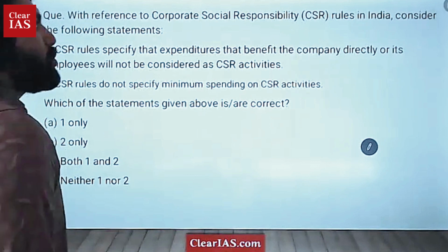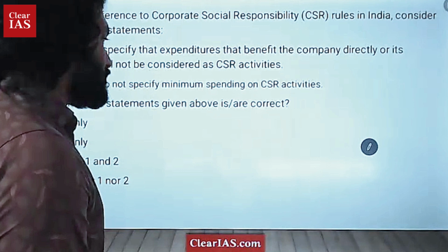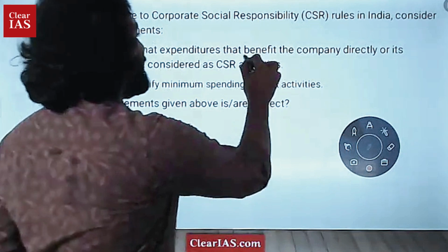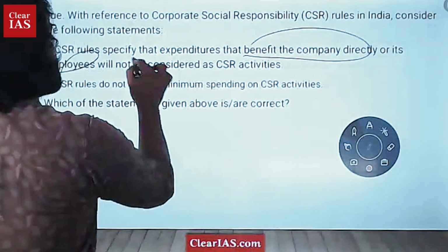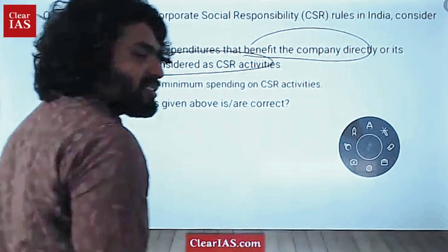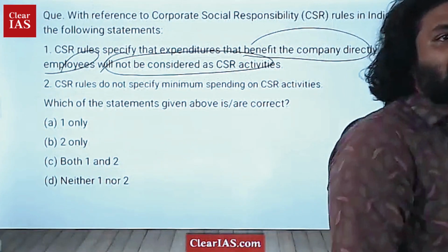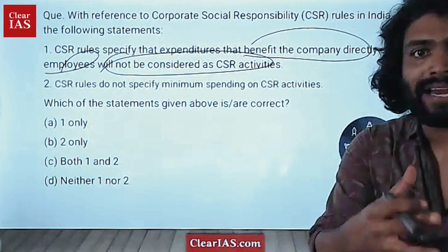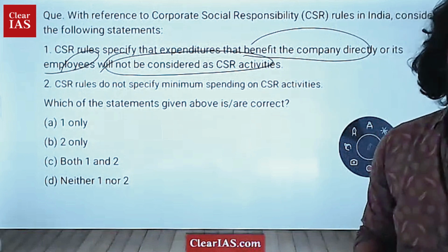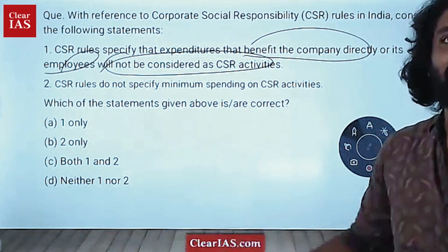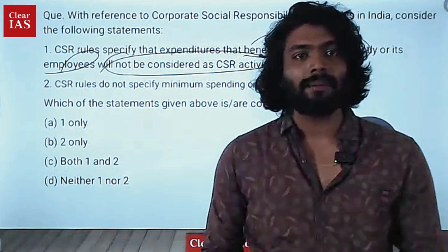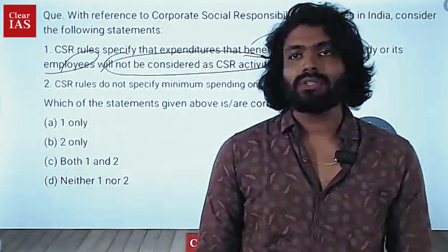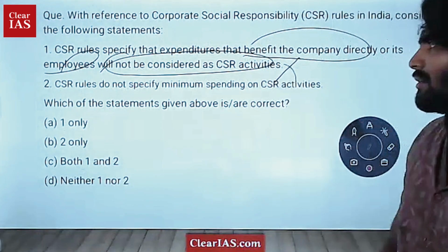Next, with reference to corporate social responsibility rules in India, consider the following statements. First statement, CSR rules specify that expenditures that benefit the company directly or its employees will not be considered as CSR activities. For this, you need not have read about CSR in detail. Logically look at it. If CSR is converted into something that benefits the company itself, how is that social responsibility? So the first statement is obviously logically wrong.